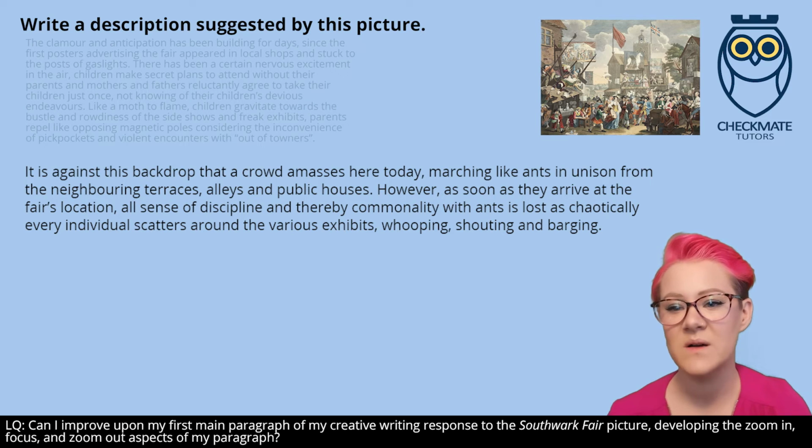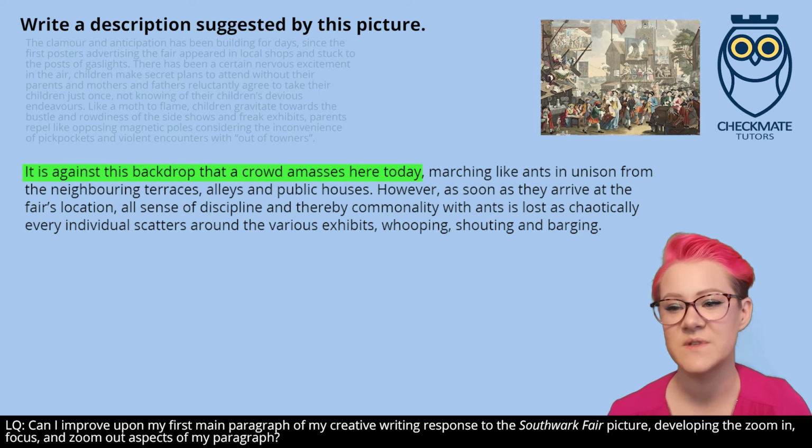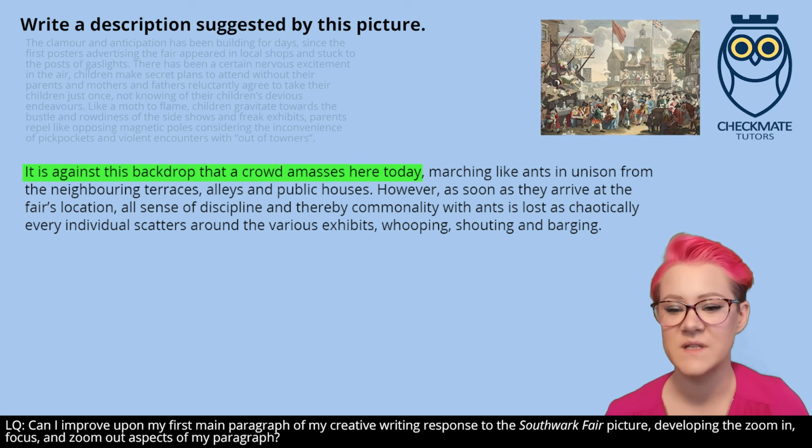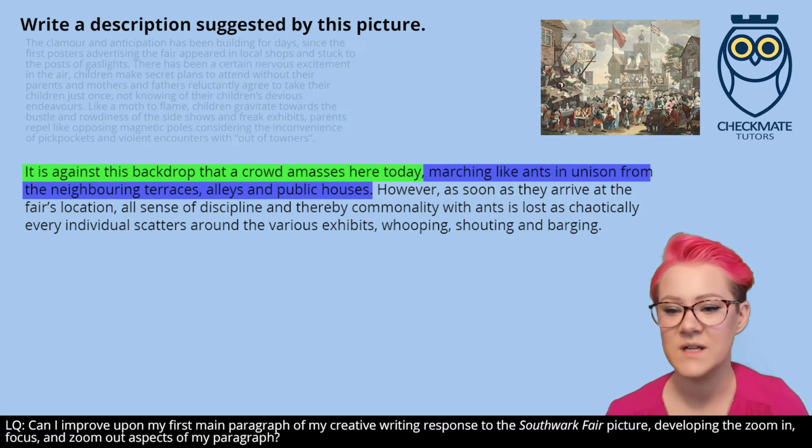I've also used PAL techniques quite a bit. In the first part of the first sentence of this paragraph, I've zoomed in on the crowd. Obviously the whole picture is crowded with people, but as the topic sentence, this tells the reader that in this paragraph we are going to be talking about the crowd and it therefore focuses their attention. The second half of this sentence shows things that are not actually happening in the picture itself, as it is clear to the reader, the examiner, that nobody is marching like ants to the fair.